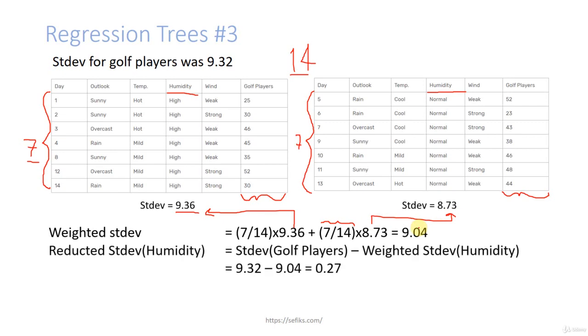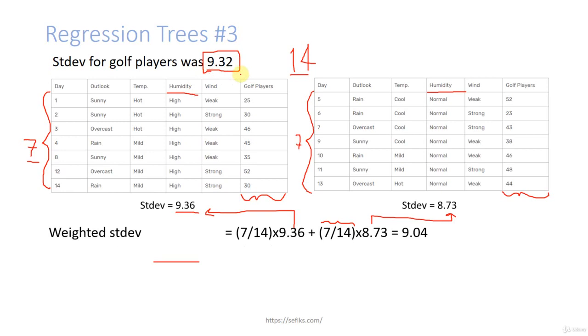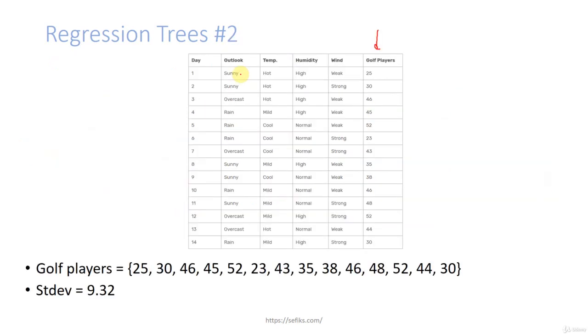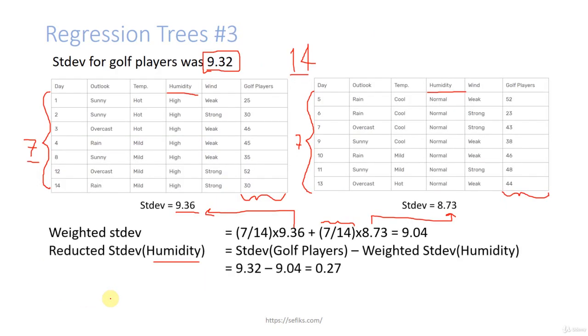Then we are going to calculate the reduced standard deviation for this feature. We are going to calculate it from the global standard deviation. We have calculated it in the previous slide. You might remember that. It's calculated here. The reduced value is calculated as the global standard deviation minus the calculated weighted standard deviation.